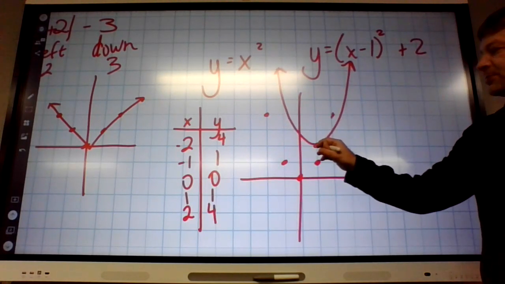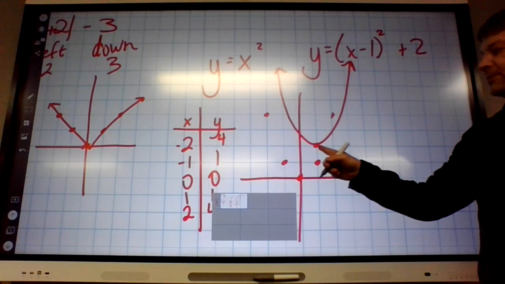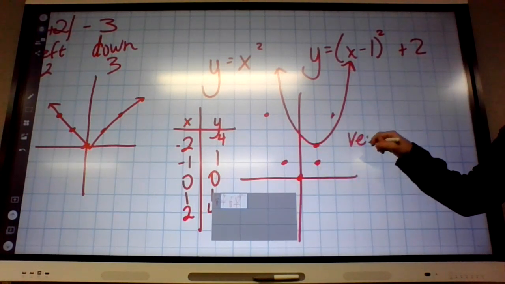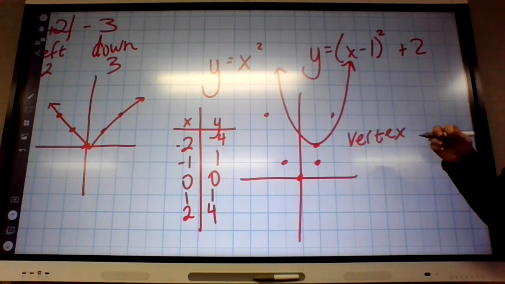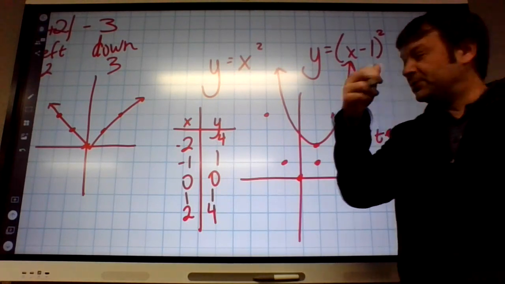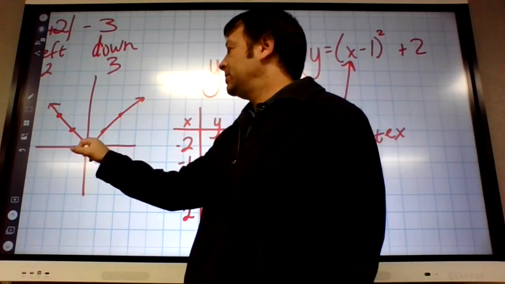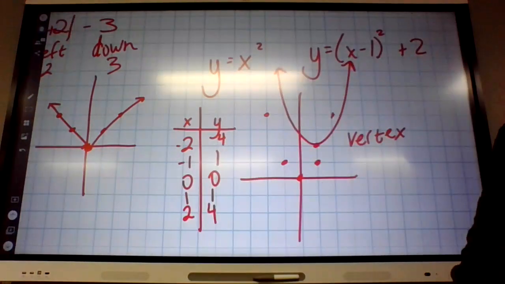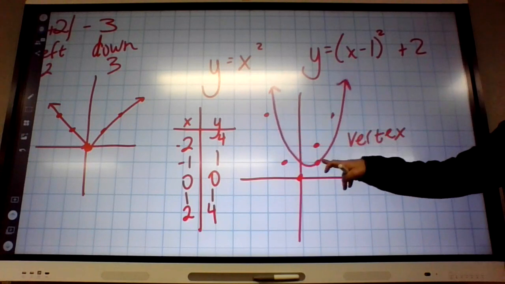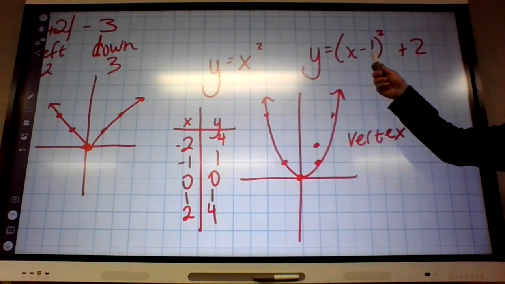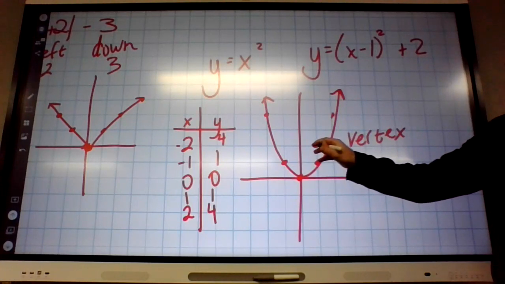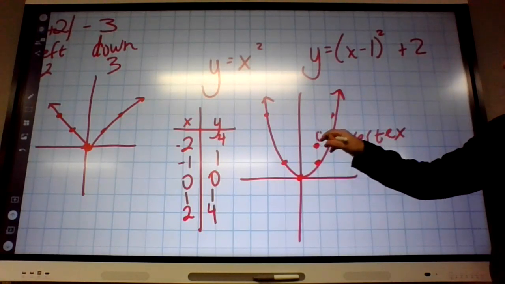Do you guys know what this point on the parabola at the bottom is called? It's called the vertex. We also called it that on the absolute value function; the bottom was called the vertex. Anyways, that's what would happen to the graph: right 1, up 2. So the vertex would be at 1, 2.